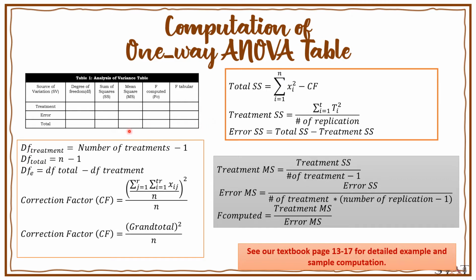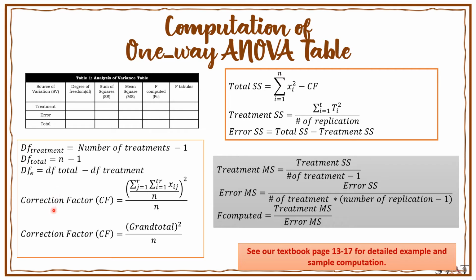So how do we compute the DF treatment? It is the number of treatments minus 1. The number of treatments is the factor levels. So if you have factor levels of 4, then minus 1, that would be your DF treatment. Then you put that here. And then DF total is N minus 1, or the number of your replications multiplied by your treatments, minus 1. And then your DFE is DF total minus DF treatment.